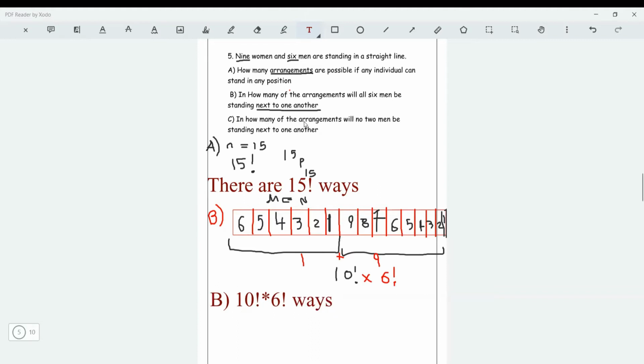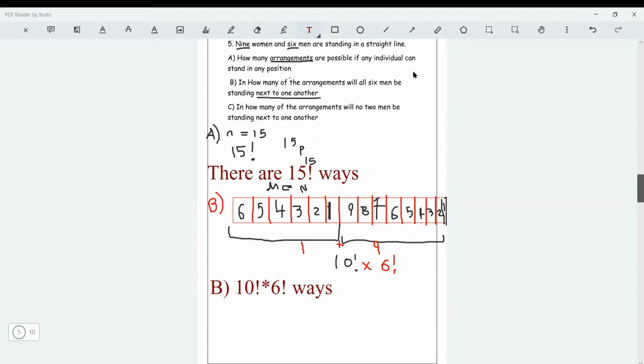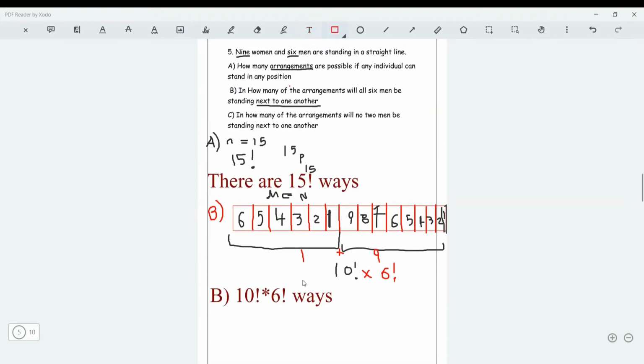Part C, in how many arrangements will no 2 men be standing next to one another? So at no point in time do we want men to be standing next to each other. No 2 guys should stand next to each other. Wow, that's crazy. So part C, no 2 guys should be standing next to each other. Let's work that out.